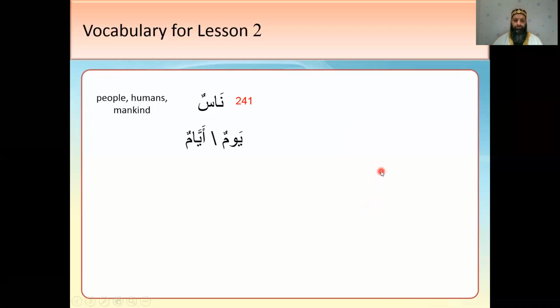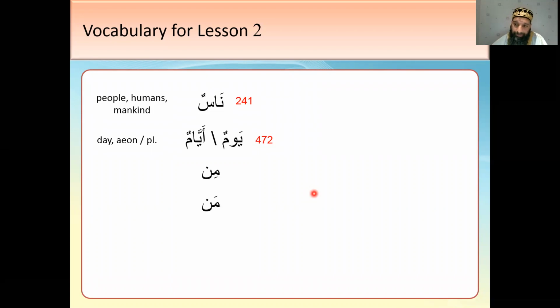Yawmun. This is the plural, ayyamun, but this is yawmun. What does yawmun mean? A day. Okay, day, days. That's fine. 472 times. It can also mean an eon, a period of time. But a lot of the time, as far as I know, it means day. But even the day of judgment is longer than a 24-hour day. And that's called yawm.